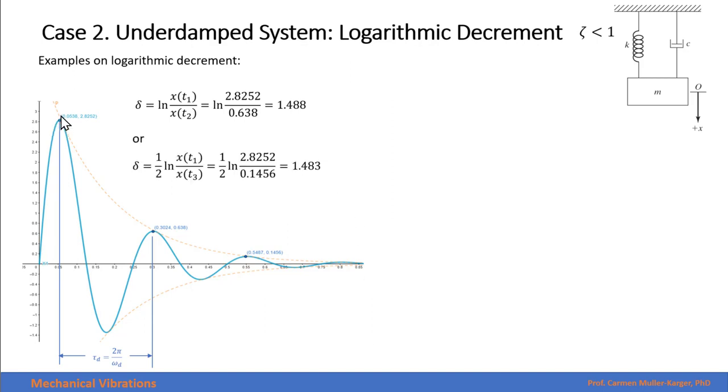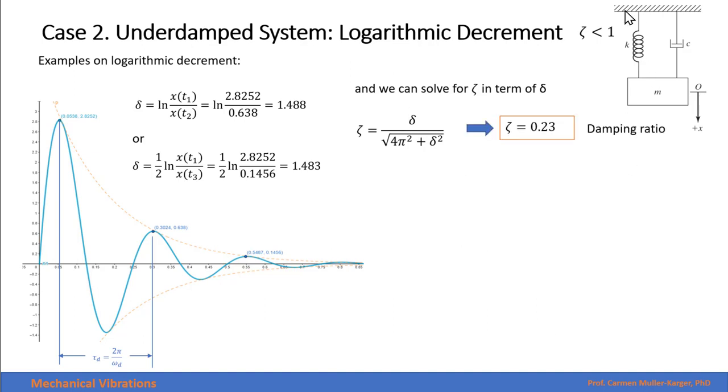We can also use two non-consecutive displacements, which will be, for example, the first one and the third one. And since there are two cycles, we have to divide by 2. We get a similar value. We can solve for zeta in terms of the logarithmic decrement, and we get 0.23 as the damping ratio.